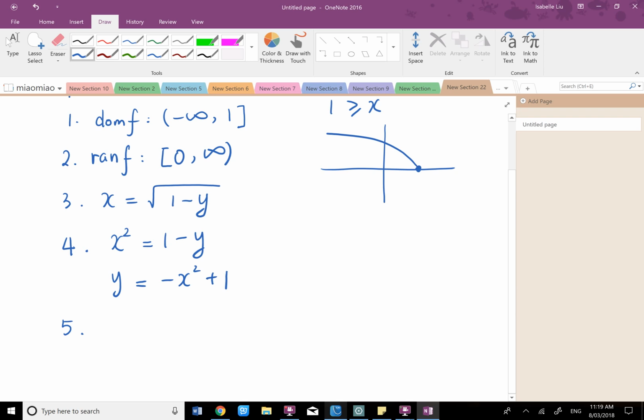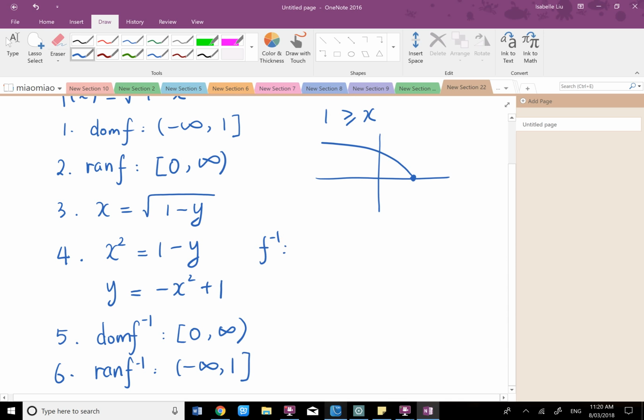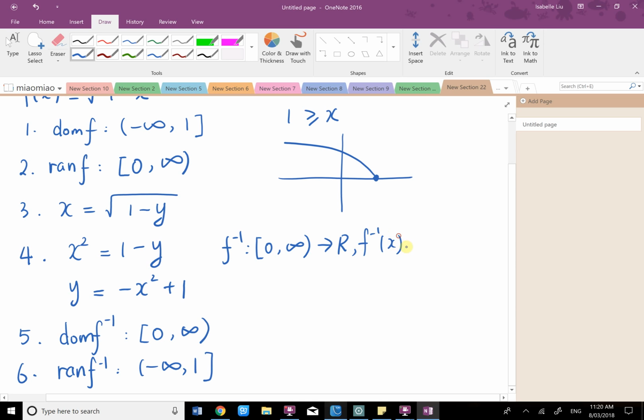Domain of inverse. Okay, domain of f inverse. What's that? 0 to infinity. And number 6 is the range for f inverse. So what's the range for f inverse? Negative infinity to 1. Okay, so the f inverse, I'll write in function notation. It maps 0 to infinity to R, f inverse x equals minus x squared plus 1.